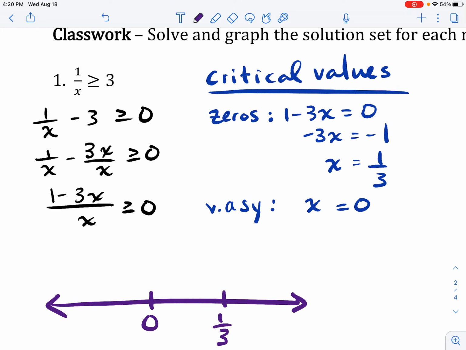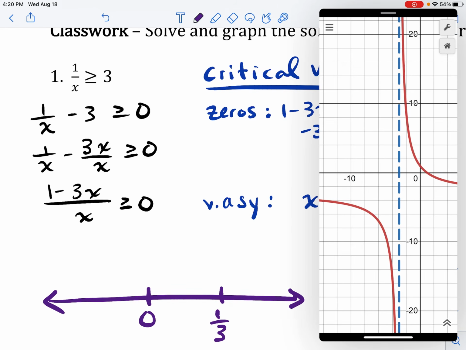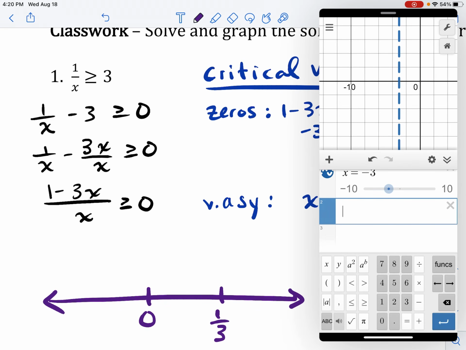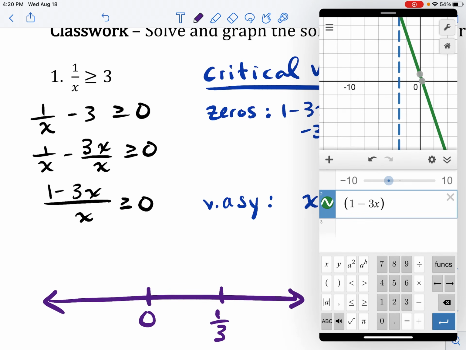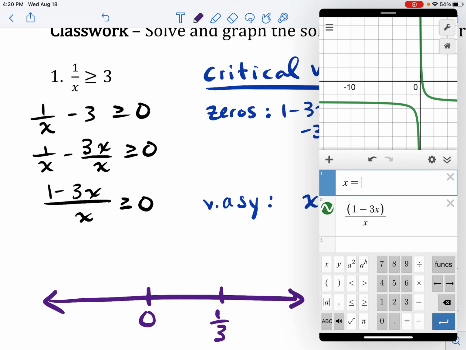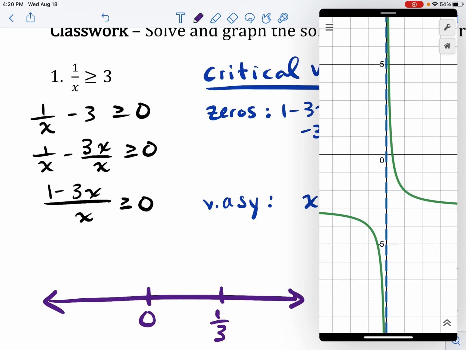Take a moment and see if we can now graph this. And let me just pull up my graph here just so you can see what this looks like. If I just go ahead and put this in, I'm going to write this as 1 minus 3x, all of that over x. And our vertical asymptote we said was x is equal to 0. Okay, let me collapse that so we can see this. So here's what our graph looks like right now. And we can just tap that there. That's our 0 or our x-intercept.